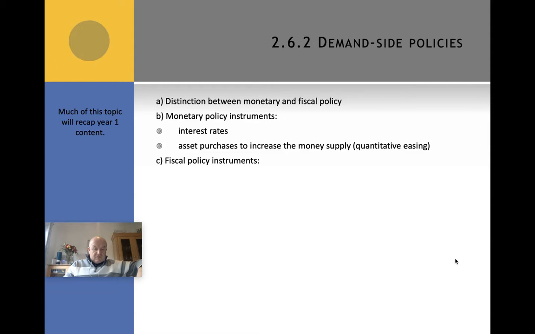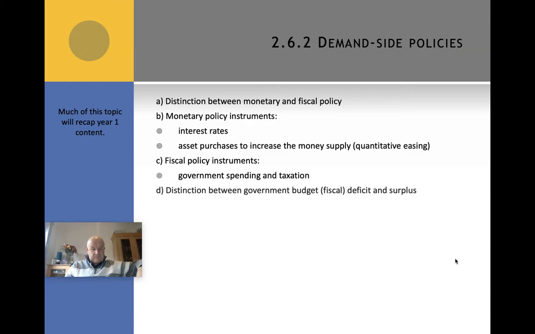Then we're going to look at some fiscal policy instruments. Okay, so government spending and taxation. Basically, any fiscal policy is the way in which government chooses to spend and or tax, and there are a number of different options that they can choose from.